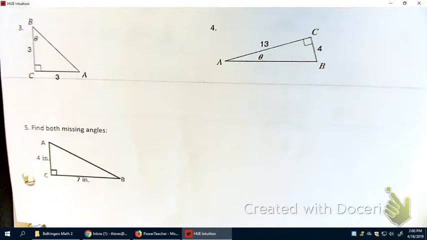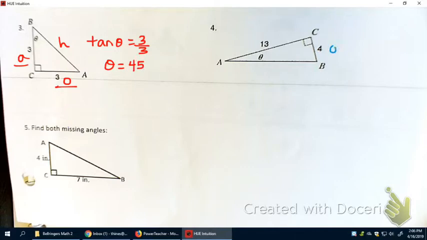Alright, look at number 3. So if I label the sides, this is O, A, and H. So we have O and A. So which one are we going to use? Sine, cosine, or tangent? Tangent, because that's O and A. So tangent of the angle is 3/3. So in the calculator, I'm going to put second tangent, or tangent to the -1 of 3/3, and you get 45.